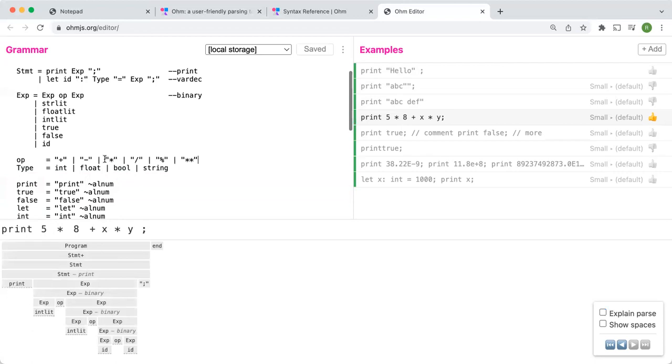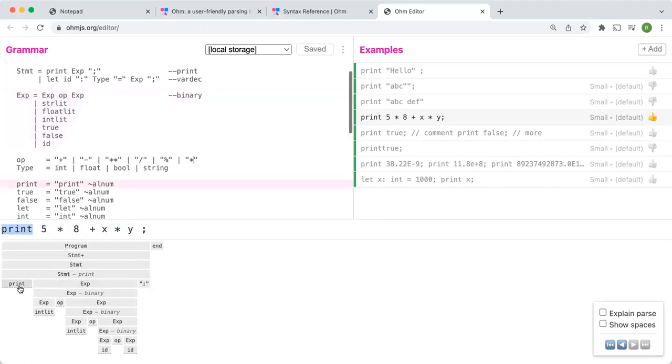Actually, slight problem right here. Remember how we had to do float literals before integer literals? Same thing. If I have a star here and a star here, it's going to match the first star. So we better remember to follow our own rules about more complex things first. And there we go. And everything seems to work right over here.